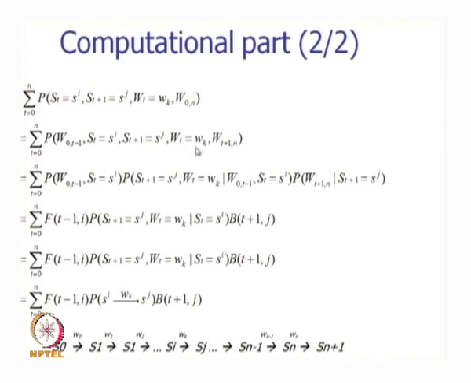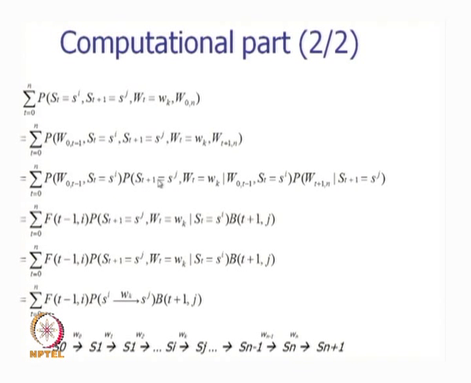We have also done one thing, that we have isolated this pattern here, S_t equal to S_i, S_{t+1} equal to S_j and W_t equal to W_k, which should give us something like a transition probability. Now, we apply the chain rule and we see this expression here. The summation remains t equal to 0 to n. So, P(W_0 to t-1, S_t = S_i) is isolated. This will give us the forward probability.